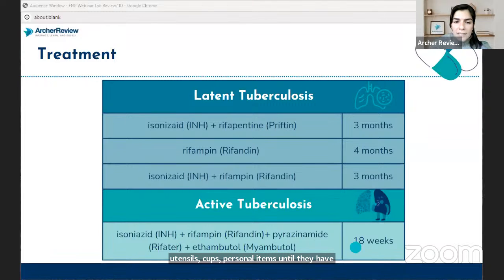And then, of course, active TB has its own course, but again, the CDC guidelines are very specific about how to choose the right medication for your patient based on the demographics. So you want to refer to that in the clinic setting.